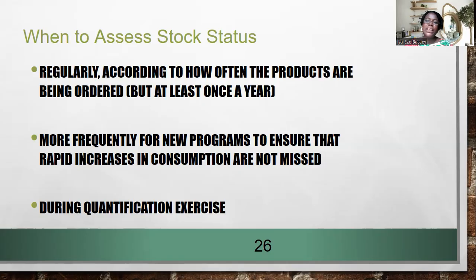All right. When you start a new program, you may find out that a lot of people are not patronizing it, but all of a sudden, maybe you treated 100 people and the people go in and spread the word. You may actually now get 1,000 people through referrals. So you want to actually be assessing your stock status to be able to find out those kind of rapid increases. Then you also want to assess your stock status during a quantification exercise.